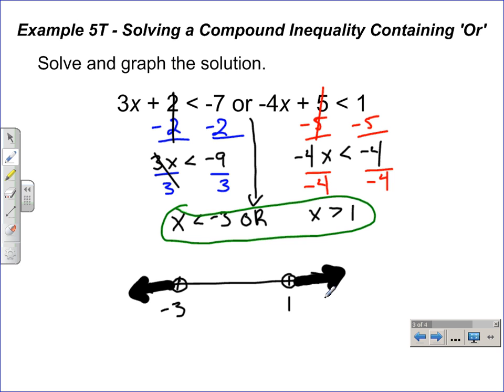When you're solving compound inequalities with OR, you have to solve two separate inequalities and connect them with OR for your solution, and then graph them.